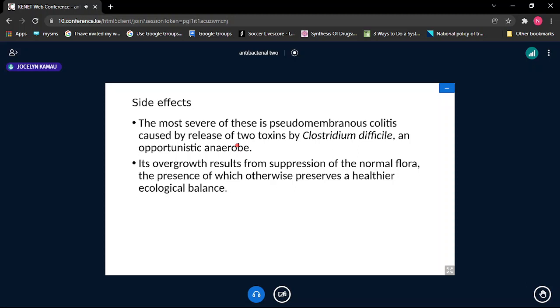And if that does happen, then you must withdraw your clindamycin and give another drug, perhaps like a macrolide, if the indication is the same. So it's overgrowth results. We are just saying the overgrowth of this Clostridium difficile will result from suppression of the normal flora, the presence of which otherwise preserves a healthier ecological balance.